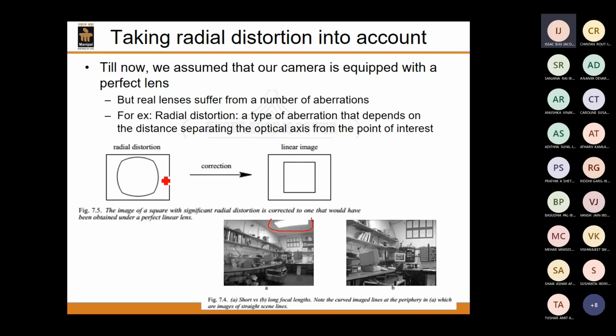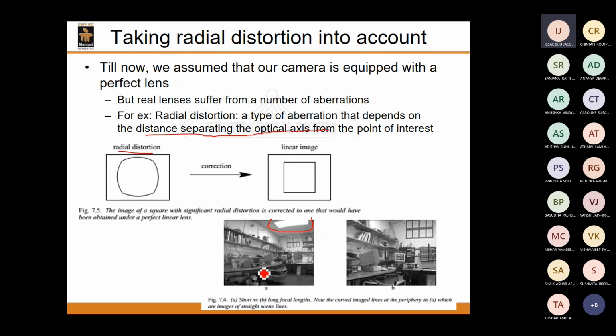Okay, so this kind of distortion, where you have the actual shape, or let's say you have a square or a rectangle, it gets a curved figure, right? So that's why you call it a radial distortion, and that is one type of aberration that may result from the camera lenses. And it depends on the distance separating the optical axis from the point of interest also.